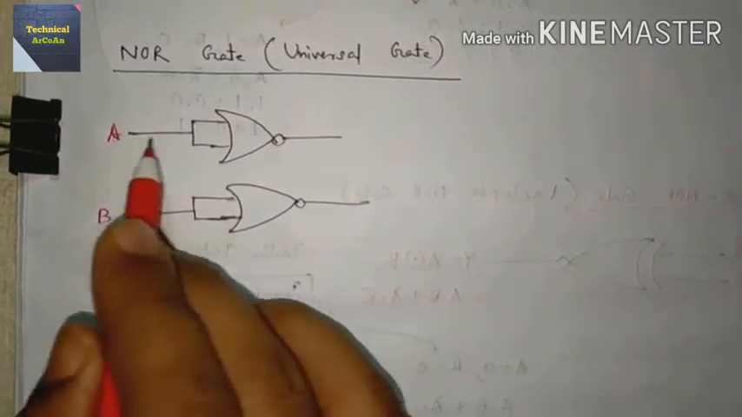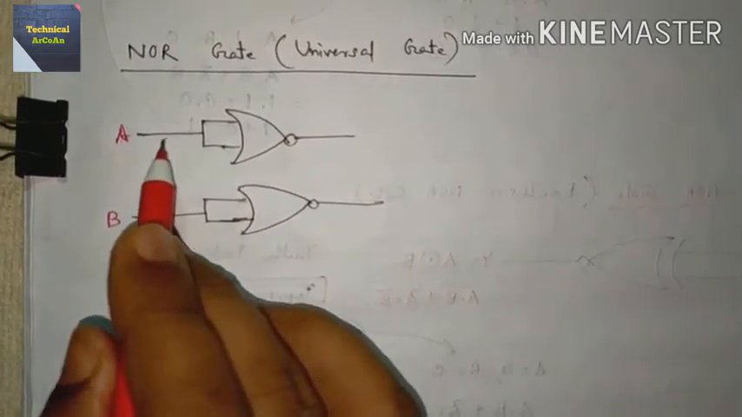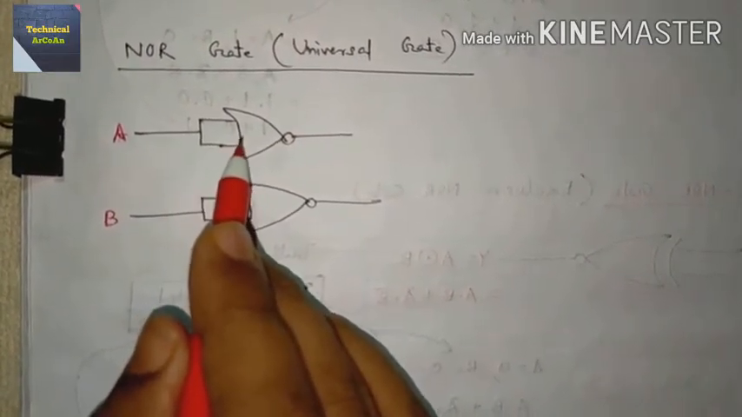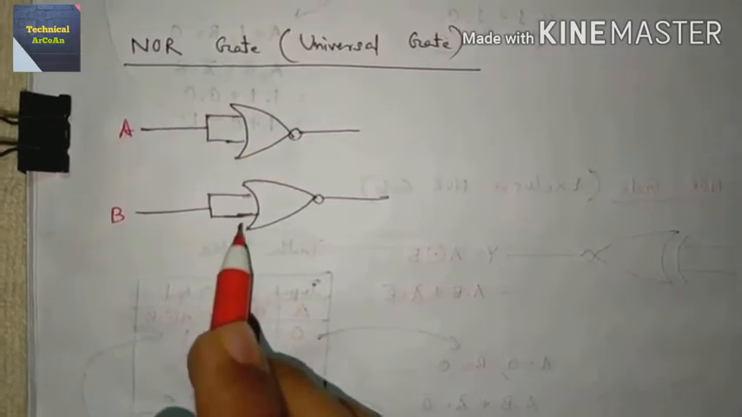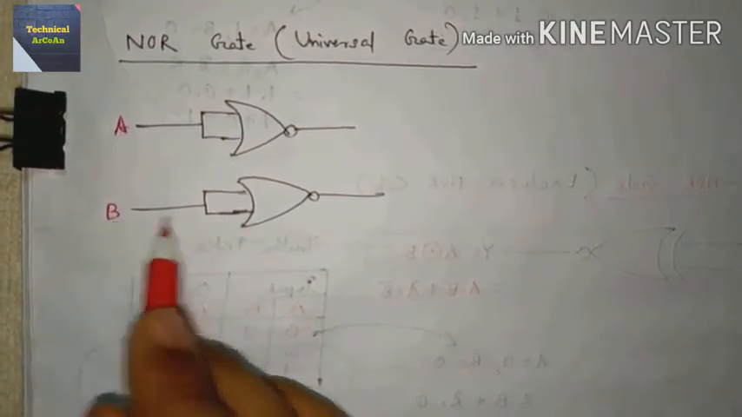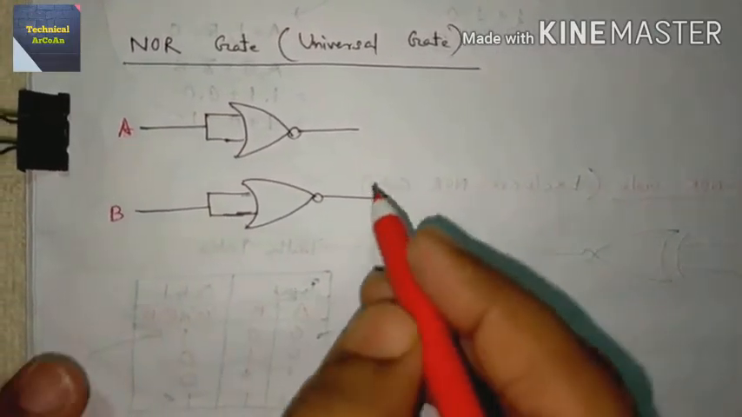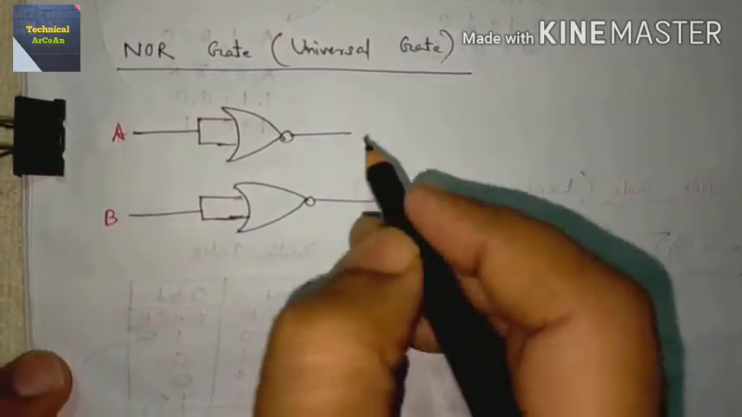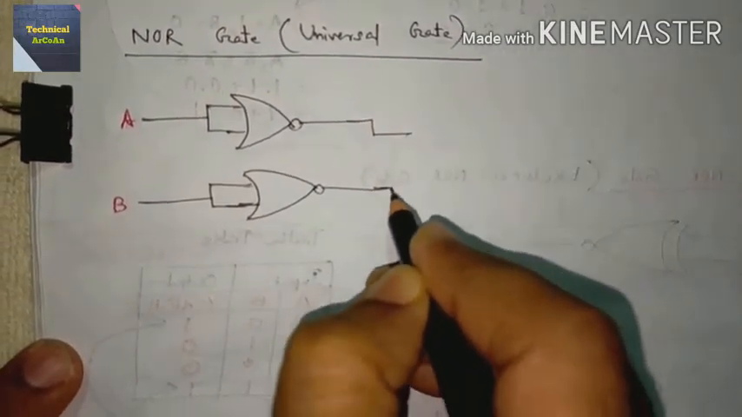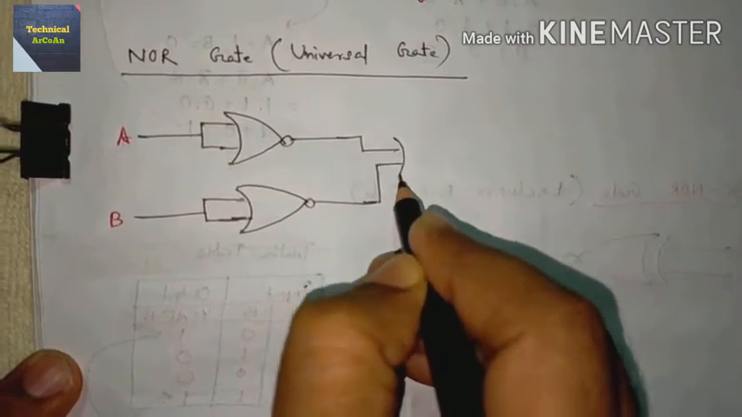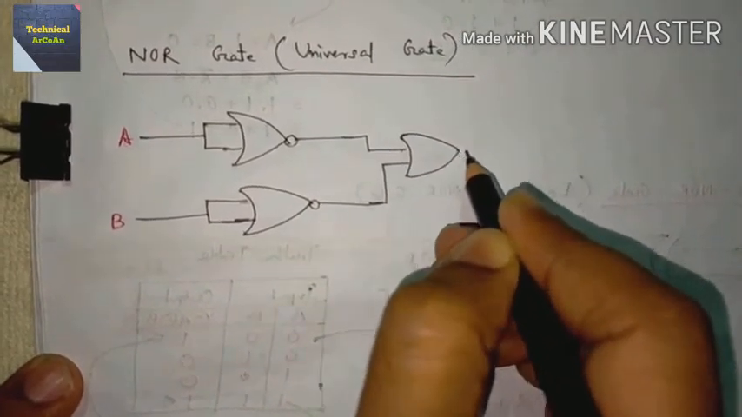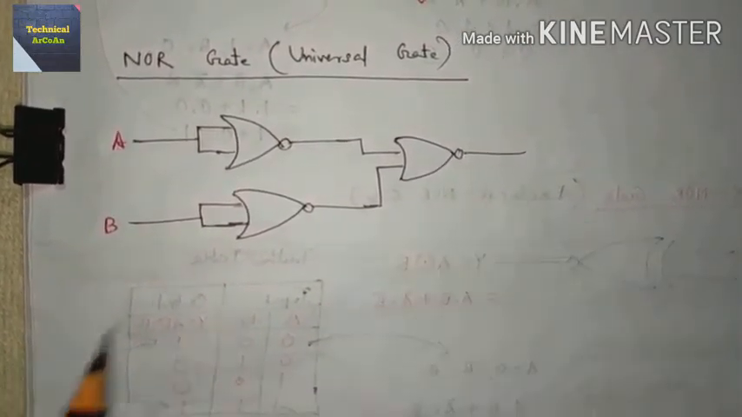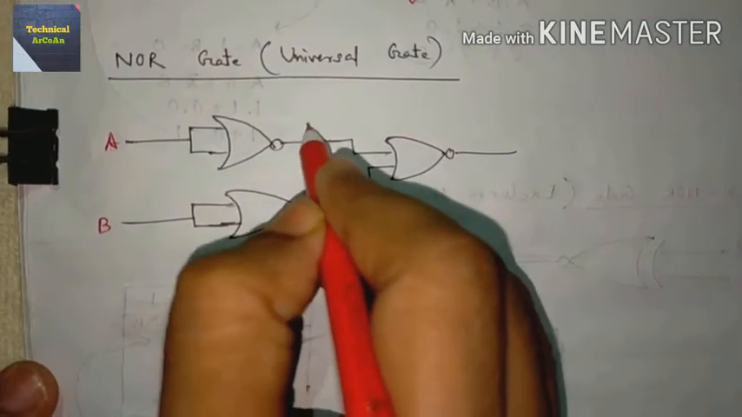As far as this NOR gate is concerned, the two inputs are shorted, meaning both inputs are A. The second NOR gate is the same, both inputs are B, shorted. Now these two outputs go into a single NOR gate. Okay. Now what will be the output of that?